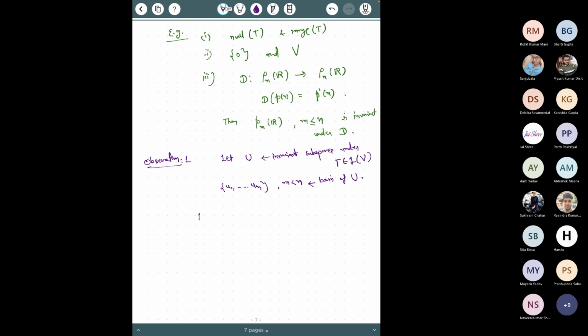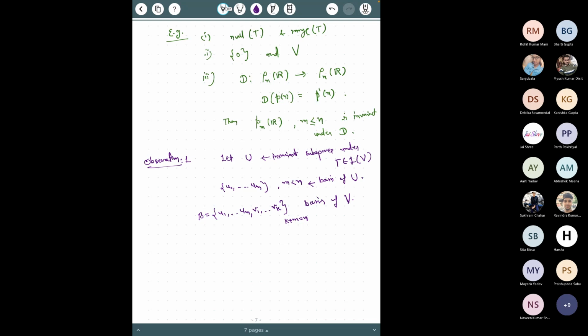Then I can easily extend this basis of U to a basis of V, where k plus m is equal to n. So suppose we have an invariant subspace. It's a subspace, so I can take its basis, and I can extend this basis to a basis of the vector space V.